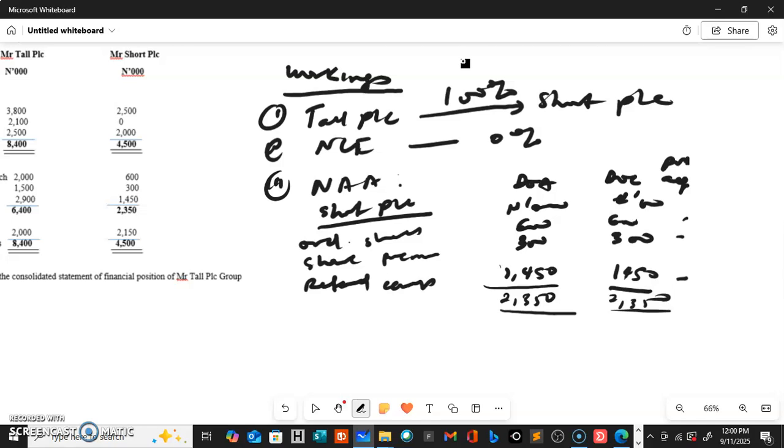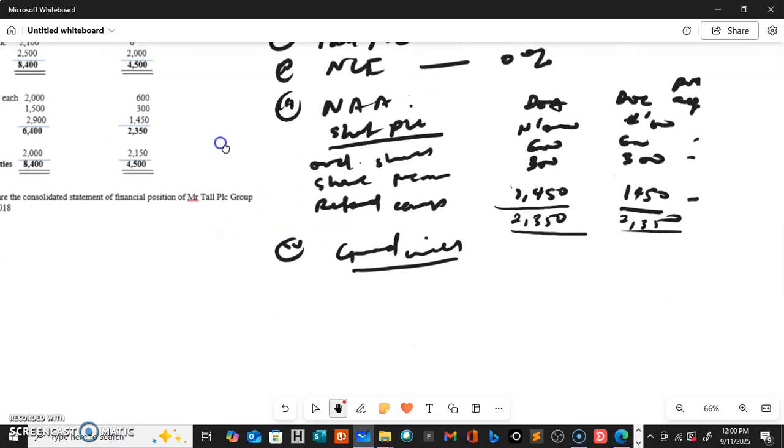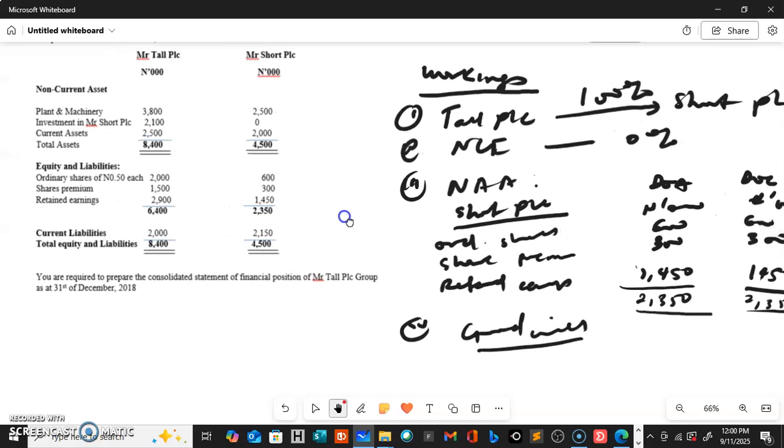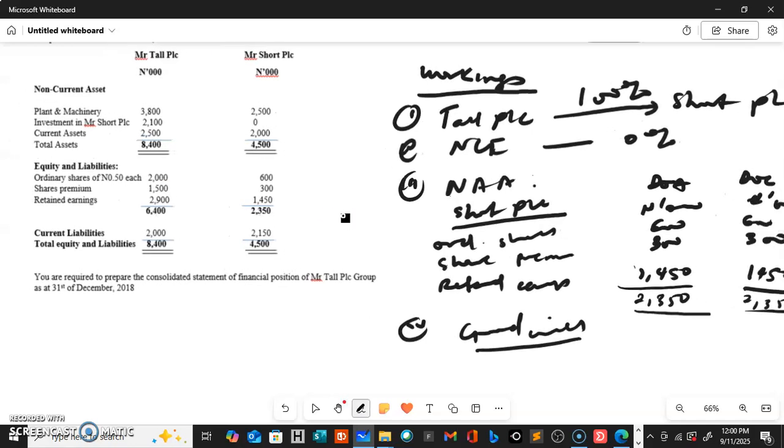Let us calculate the goodwill. Number 4, goodwill. So the goodwill is determined by what? By comparing the purchase consideration with the net asset acquired. Because we do not have any NCI, let us say what is the investment? Look at the question here. We have investment in Short. So we can say we bring down the investment. How much did we invest? The company invested 2,100,000.